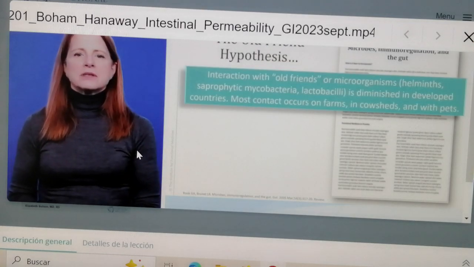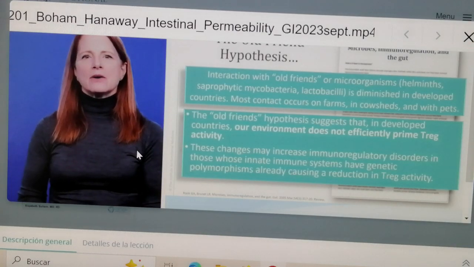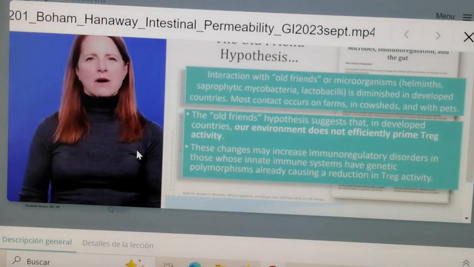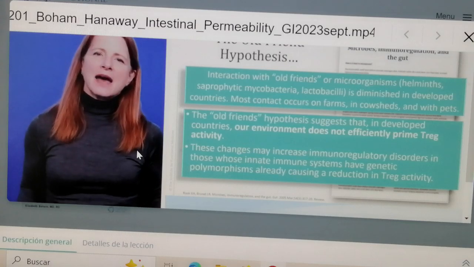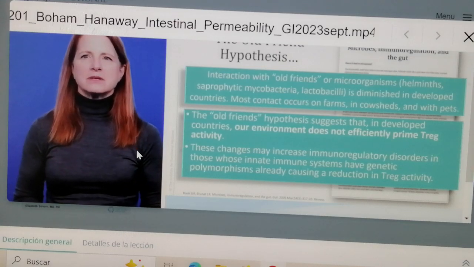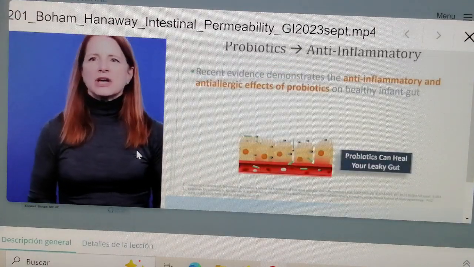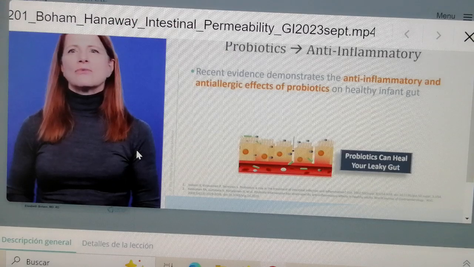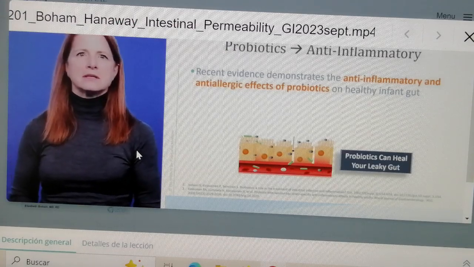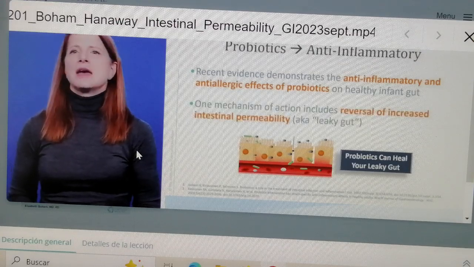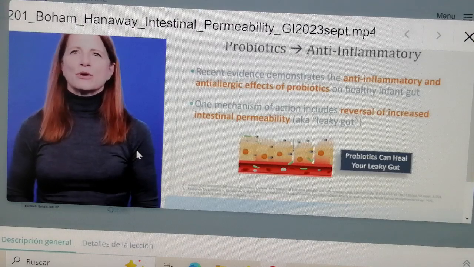We're wondering, of course, if the fact that we are not exposed to so many bacteria in our environment anymore, like if we're growing up not on farms and not having as much exposure to dirt, has that impacted the development of our immune system in the gut? And as I said, having the right level of good bacteria has been associated with less colon cancer and less inflammatory bowel disease, and can lower inflammation and reverse increased intestinal permeability.